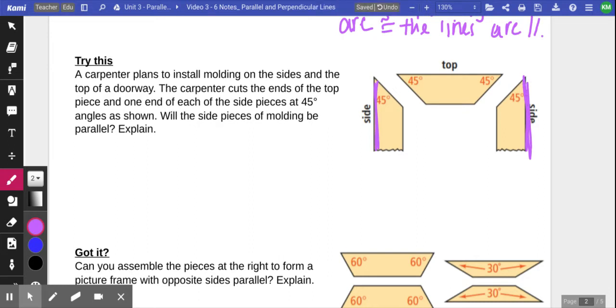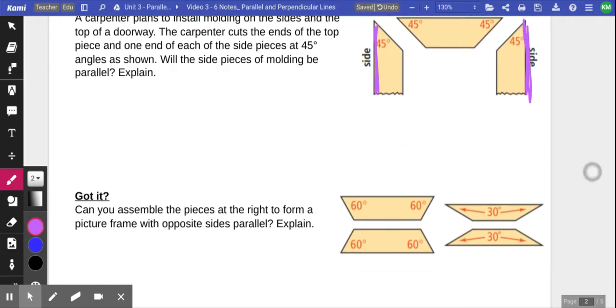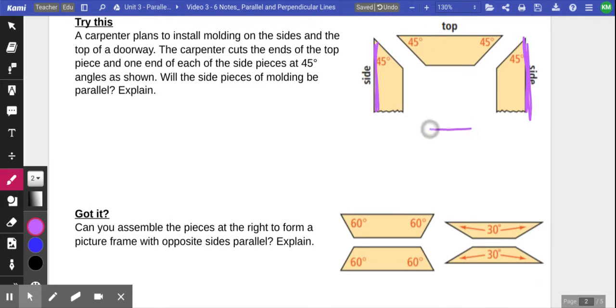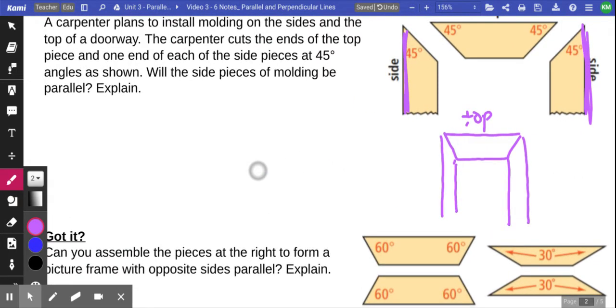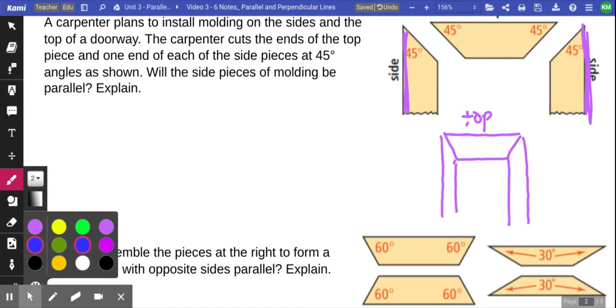So we want to know, will this piece and this piece be parallel? Once I attach the molding, it looks something like this. I'm going to do my best to draw this. Something like this for the top, and then this is the side and this is the side. So are they going to be parallel? You're probably thinking, well, yeah. Most of our houses have molding around the doorways and they happen to be parallel. 45, 45, 45, 45. So now let's figure out why.